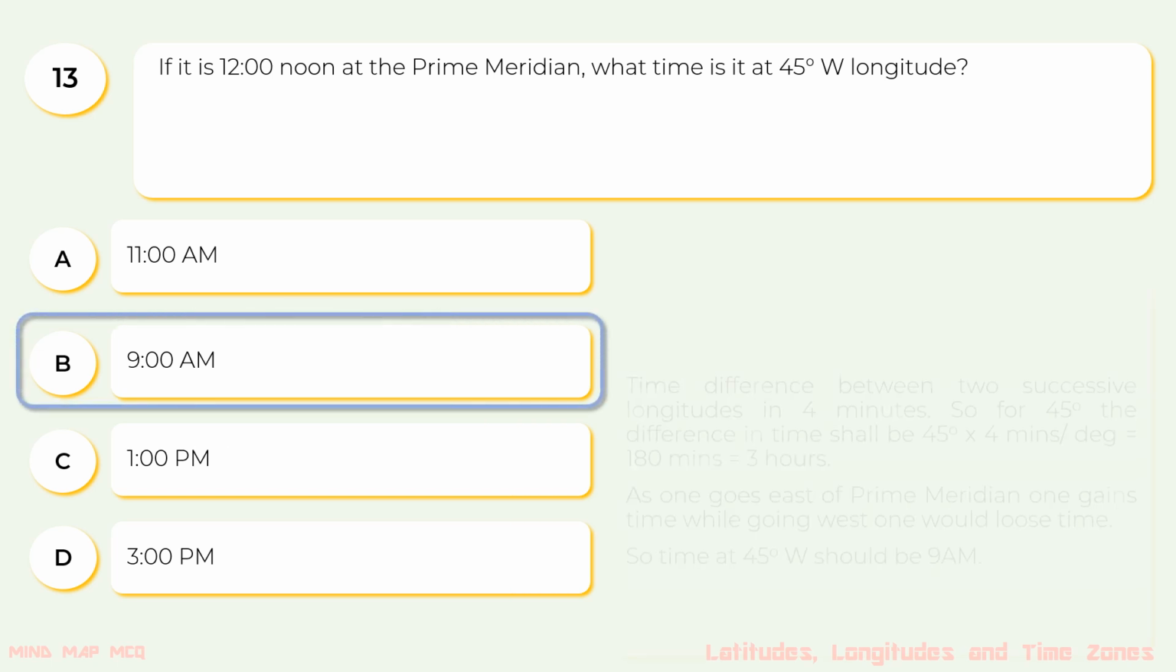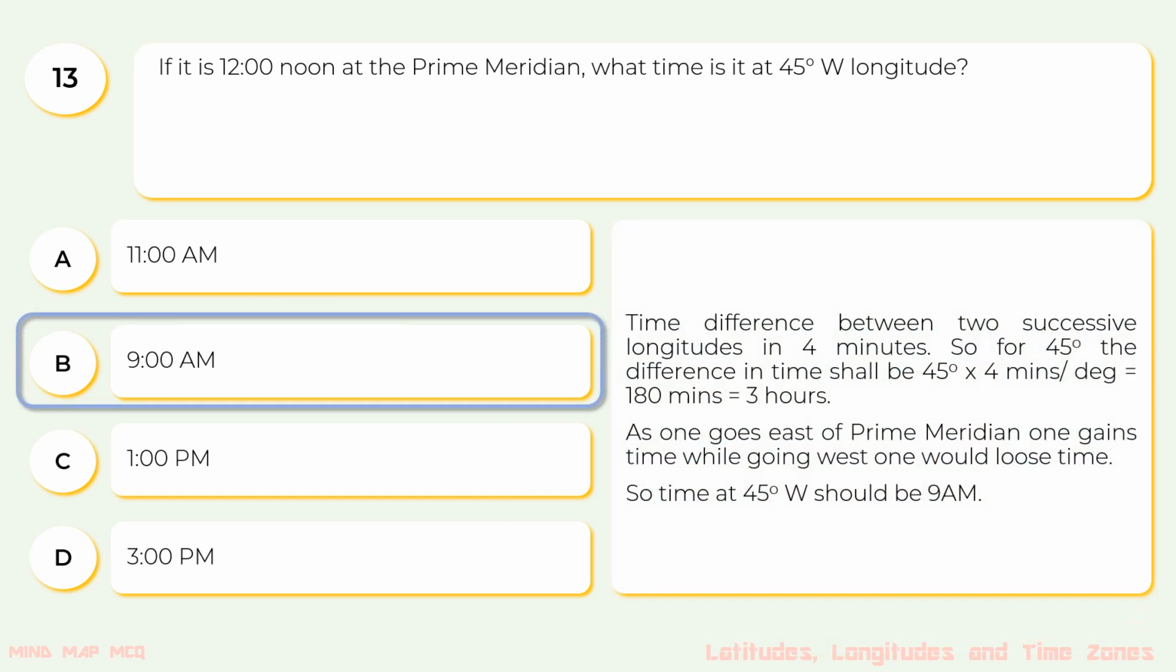9 am. Time difference between two successive longitudes is 4 minutes. So for 45 degrees, the difference in time shall be 45 degrees times 4 minutes per degree, which equals 180 minutes, which is 3 hours. As one goes east of Prime Meridian, one gains time, while going west, one would lose time. So time at 45 degrees west should be 9 am.